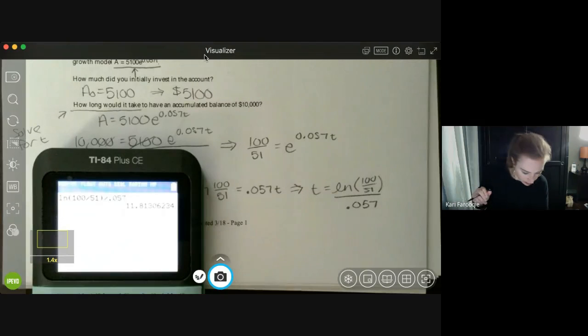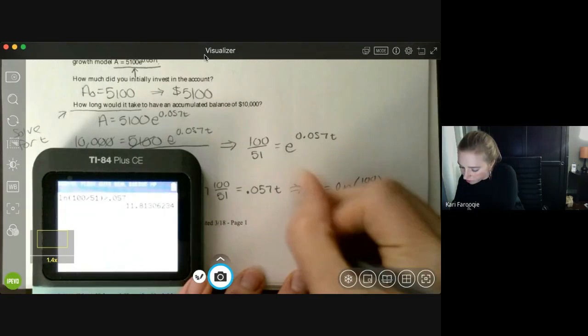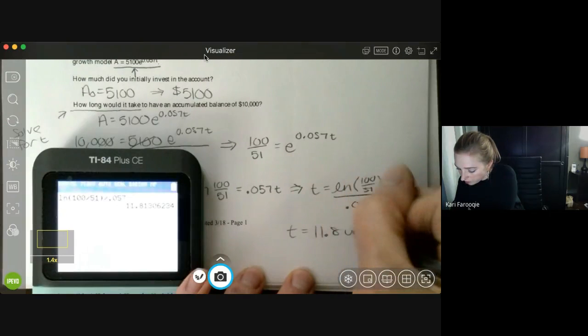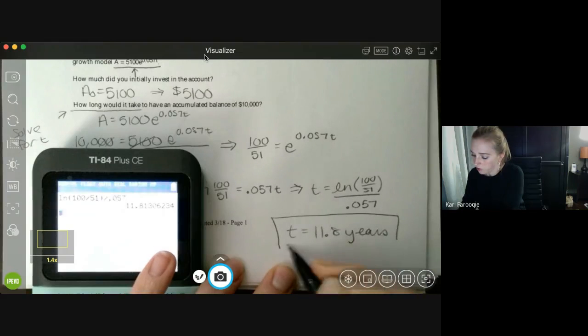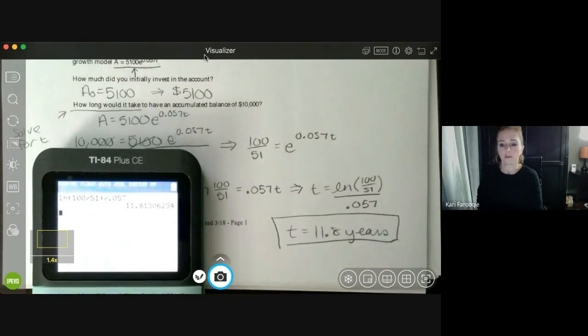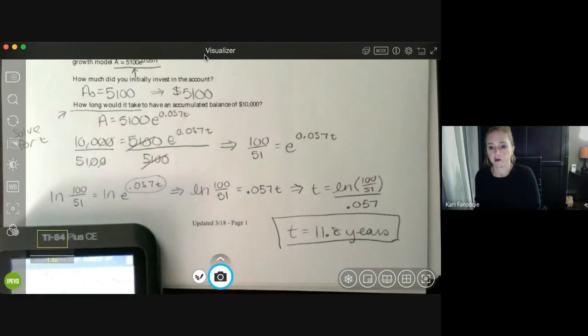What did I say to round to? I did not say. So I think if we're talking about years, maybe 11.8 years is fine. I would specify if I wanted a particular number of decimal places. So right now we're just solving an equation like we've done before using the growth model. But we're going to do a little bit more with that growth model next. Before I move on to the next problem, does anybody have a question about this one?